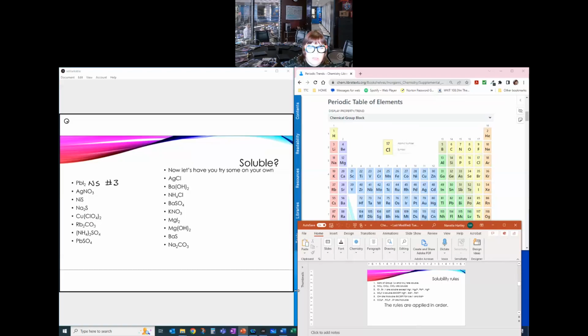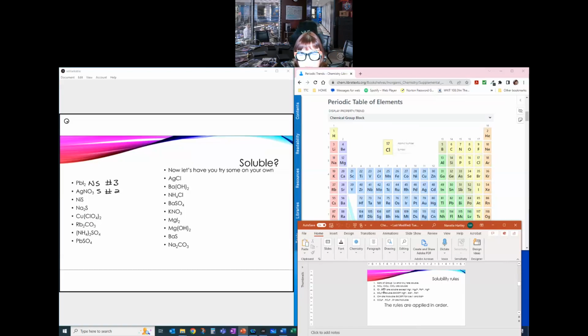AgNO3. Well, Ag is not a group 1 metal, so it's not an alkali metal. So then I look at the second row. It says NO3 minus are soluble. So this one is soluble, and that's based on rule number 2. Okay.